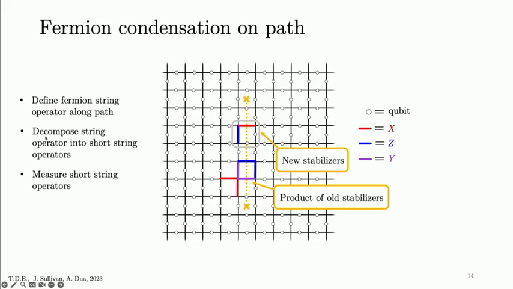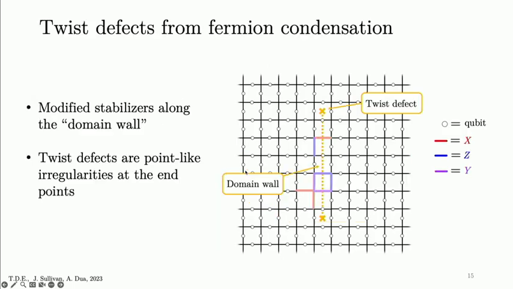Those are these 2-body stabilizers. We have to throw out any stabilizer that fails to commute with those short string operators. This includes the plaquette stabilizers and the vertex stabilizers. However, you'll notice that their product, the 6-body stabilizer, commutes with the short string operators. So that's retained in the stabilizer group. This indeed produces twist defects. What I've shown is that we've modified the stabilizers along the length of this path.